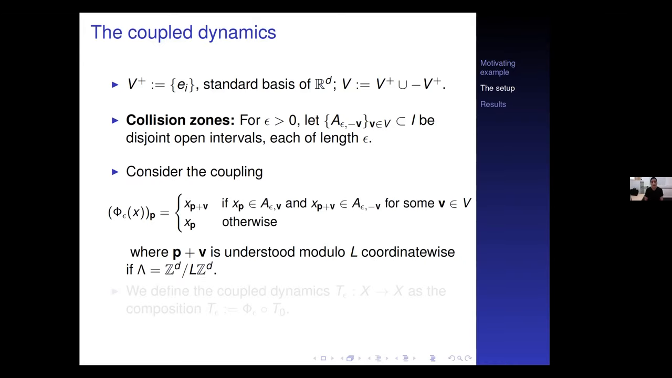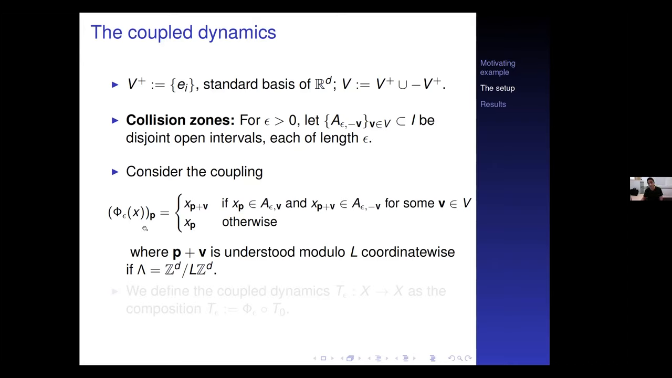And the coupling looks like this. So this is the formula, as I described in the picture there. If I have two nearby neighbors at the same time in the corresponding collision zones, what happens? They simply exchange coordinates, and otherwise I just apply the local dynamics. It's the same coordinate.